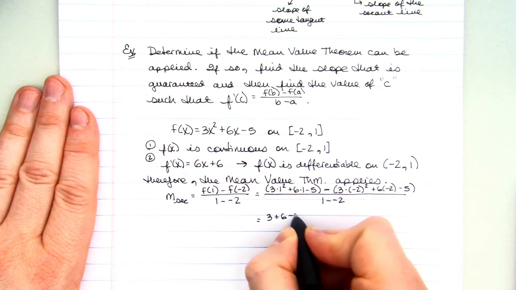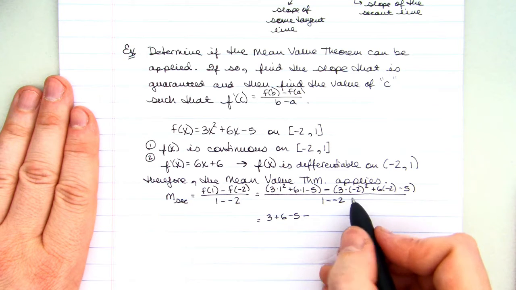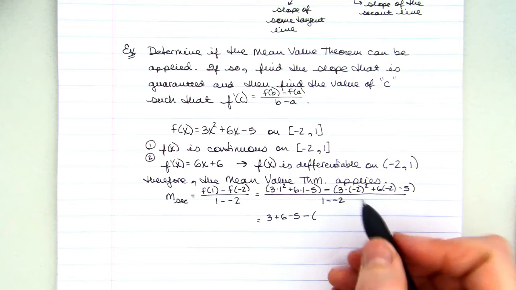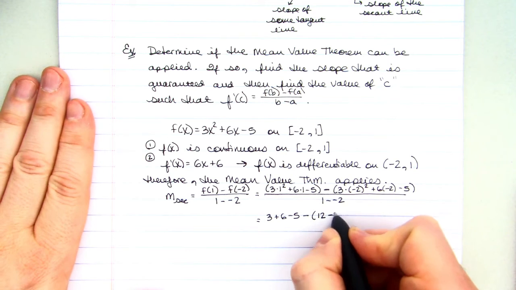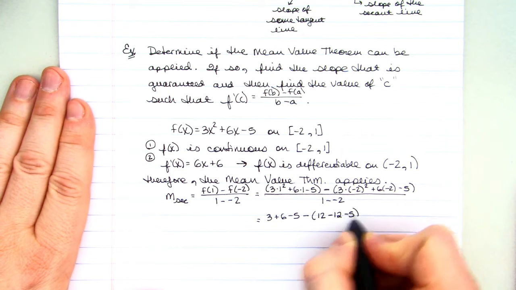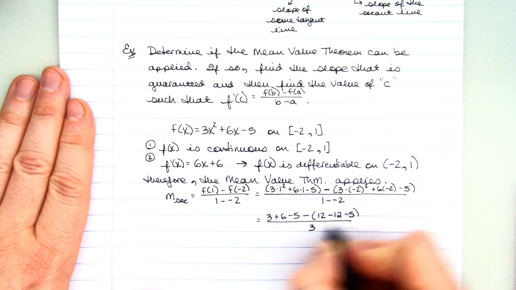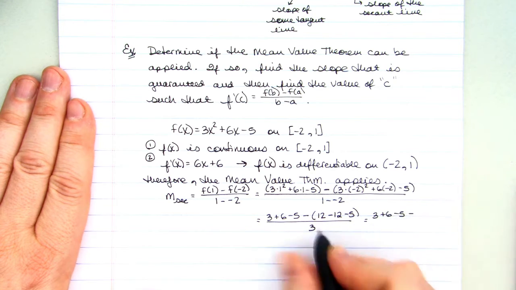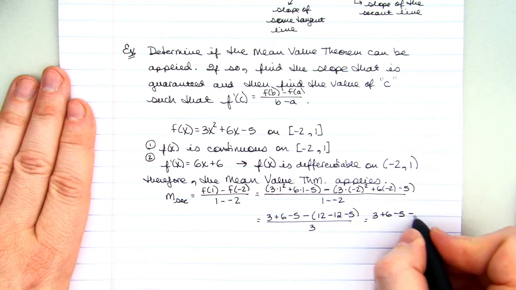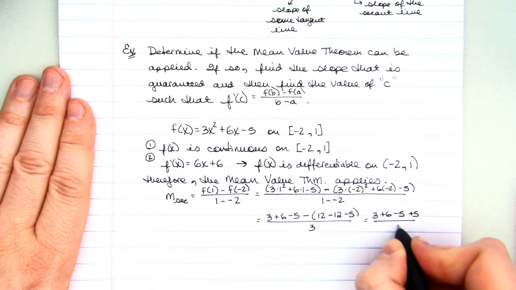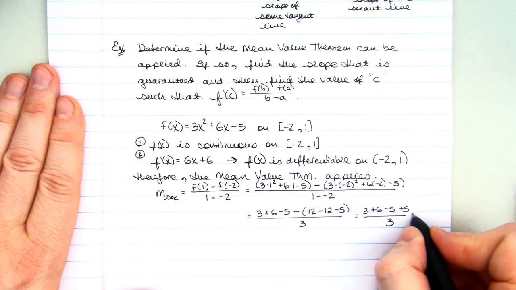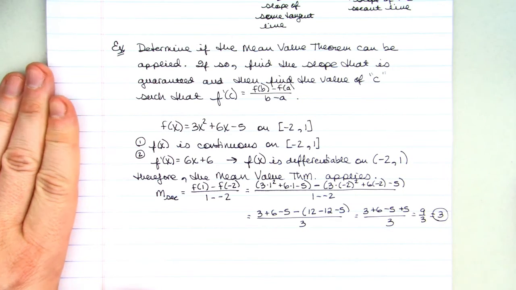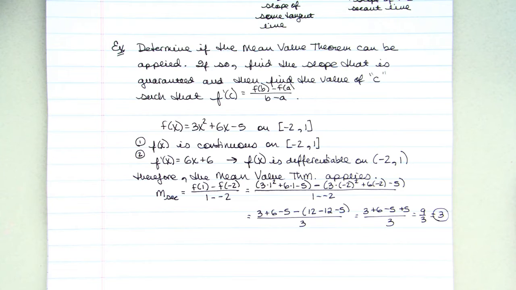Three plus 6 minus 5 minus, I'll keep the parentheses in for right now. -2 squared is 4, 3 times 4 is 12, minus 12, minus 5, over 3. 3 plus 6 minus 5 minus, those cancel, minus -5 gives us a plus 5, over 3. I'm thinking 9 over 3. I'm thinking 3. Somewhere, our slope has got to be 3.